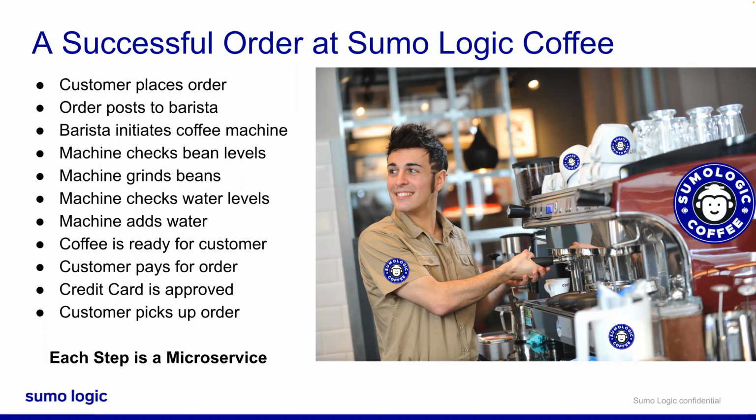That order is going to need to get to somebody, because somebody's going to need to do the work. And so that barista, that employee of Sumo Logic Coffee, is going to get that order. They're going to initiate the coffee machine. The coffee machine is really going to do most of the work here. The machine is going to make sure that it has the adequate level of beans. If it has those beans, it's going to grind the beans.